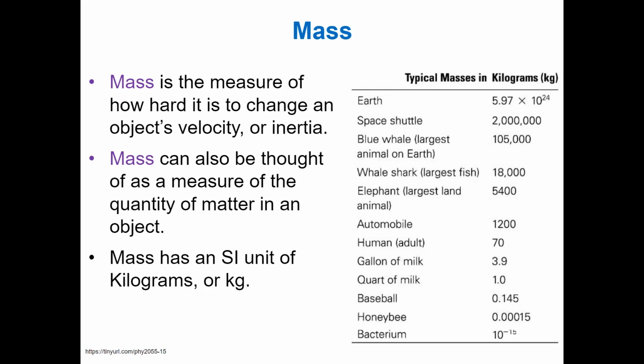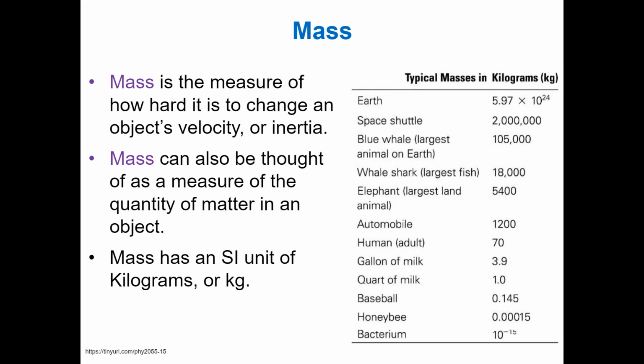In chemistry, mass is also the measure of the quantity of matter in an object. So that is measuring how many atoms or molecules are in the object. Mass has an SI unit of kilogram, not gram, so just keep that in mind. It's kilogram, and it's not pounds. Pound actually is a unit of force. It's not a unit of mass.